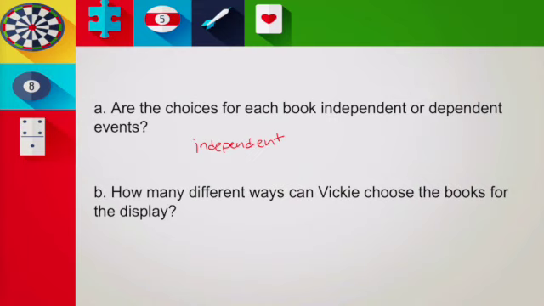And we said, how many ways can she choose the books for the display? 4 times 4 times 3 times 3 times 3 is, I said 432? 432.